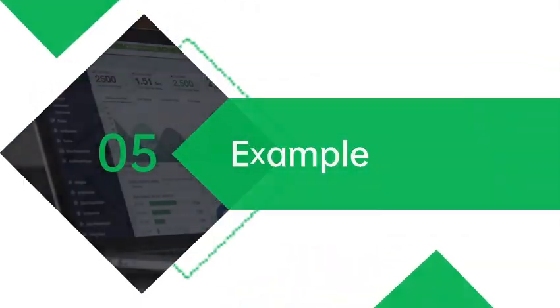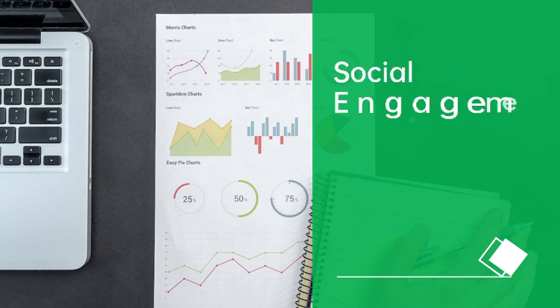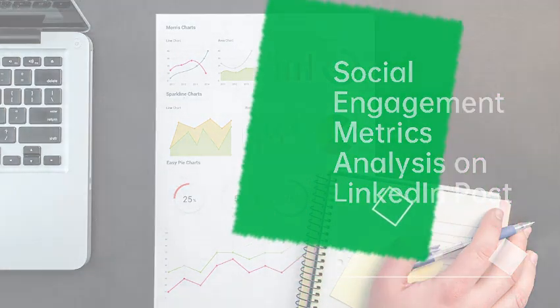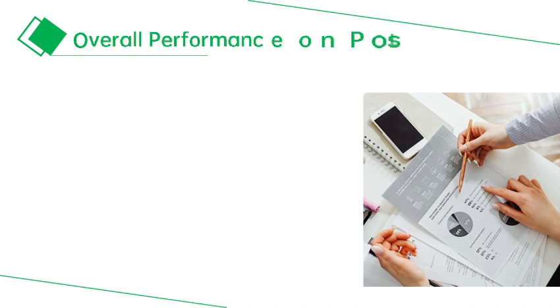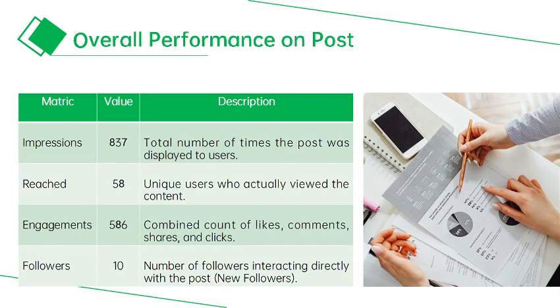Example: LinkedIn post analysis. Let's take a practical example analyzing engagement metrics on a LinkedIn post. The post received 837 impressions, meaning it was displayed 837 times to users. Out of these, 58 unique users actually viewed the content. That's our reach. Next, we recorded 586 engagements, which combine all likes, comments, shares, and clicks, a strong sign of active interaction. Additionally, the post helped gain 10 new followers, showing that the content resonated well enough to attract new connections.